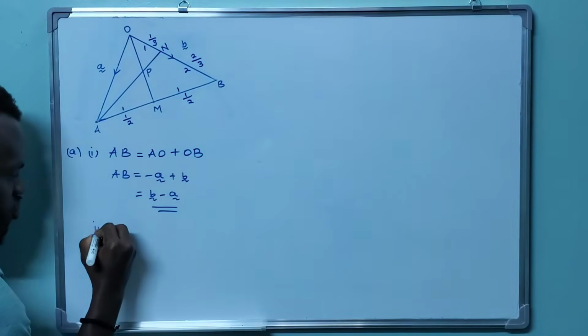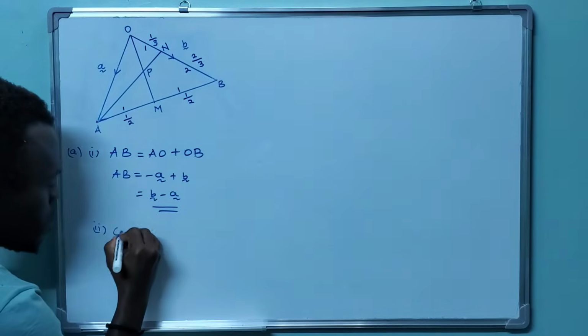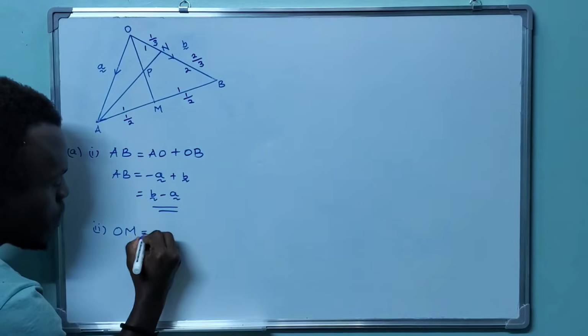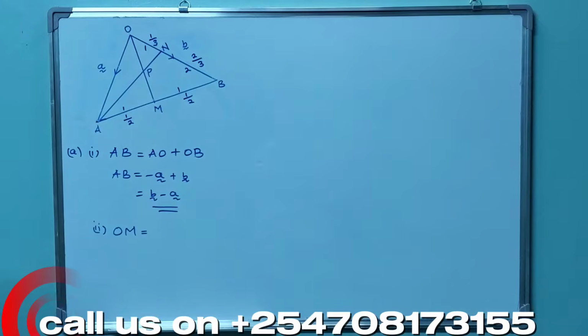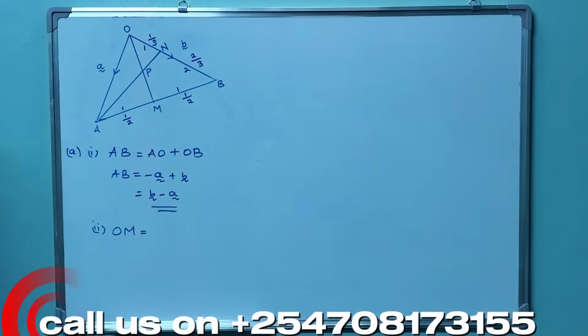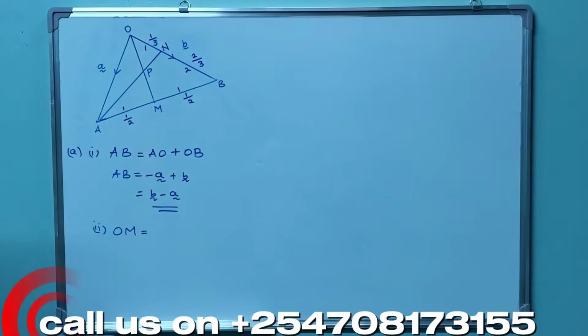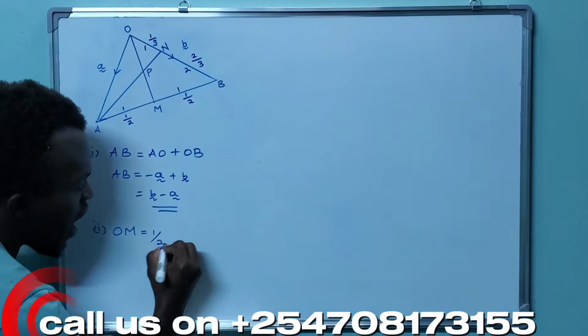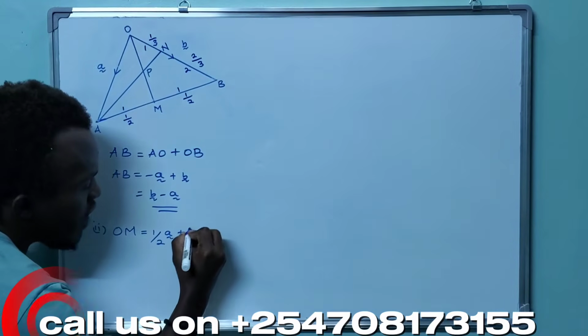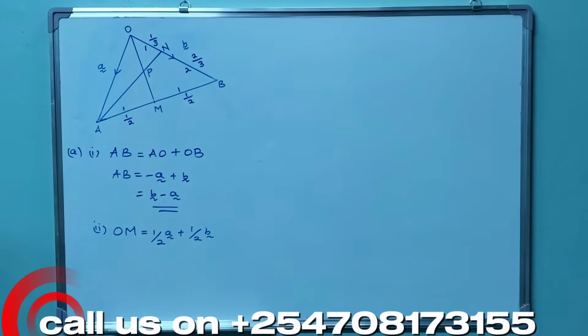Now let us go to Roman 2. For Roman 2, you're being told OM. Now, what do we understand about OM? M is the midpoint of AB. So it means that OM is going to be a half vector A plus a half vector B. That is our OM, as simple as that.